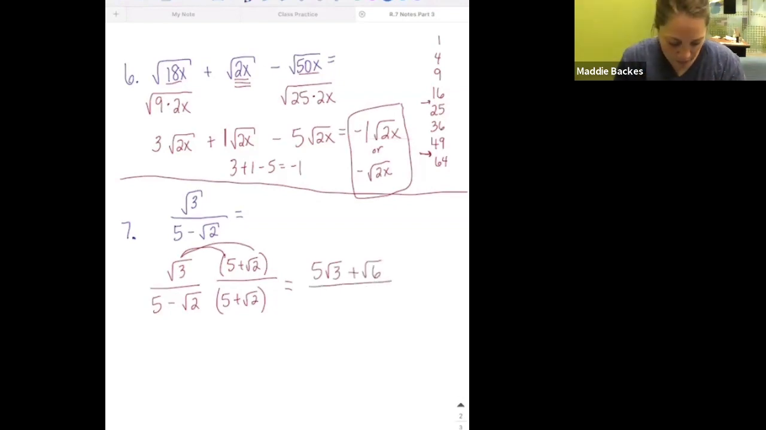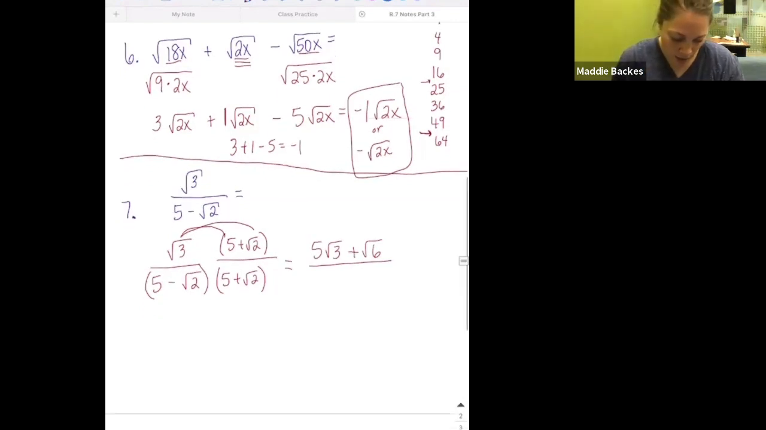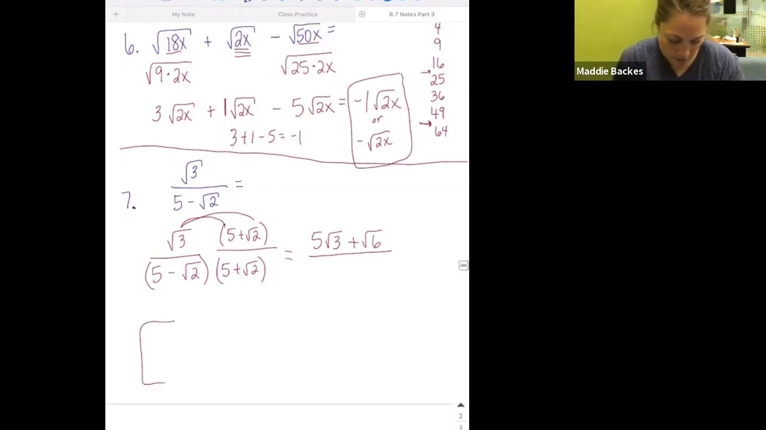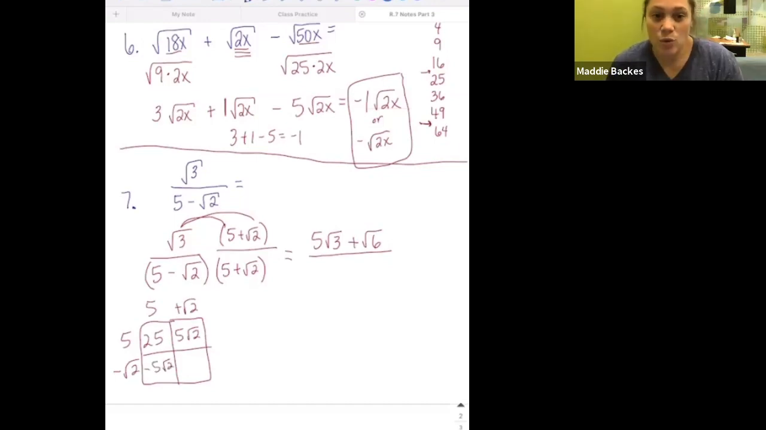On the bottom, we have a binomial times a binomial. You can do this one of 2 ways. You can either FOIL or you can use box method. I prefer box method, so I'm going to do that down here. So we've got 5 and minus square root 2, 5 and plus square root 2. 5 times 5 is 25. 5 times square root 2 is just 5 square root 2. 5 times negative square root 2 is negative 5 square root 2. And square root 2 times square root 2 is just going to give us 2, but it's going to be a negative 2 because one of those was a positive and one was a negative.